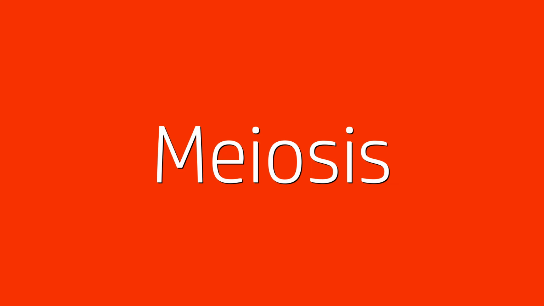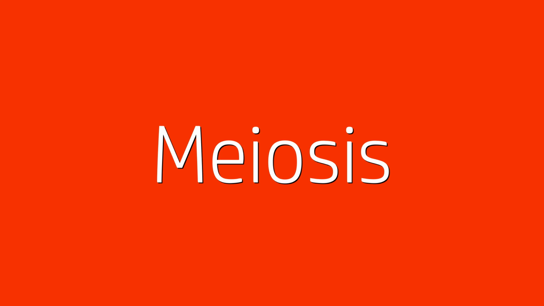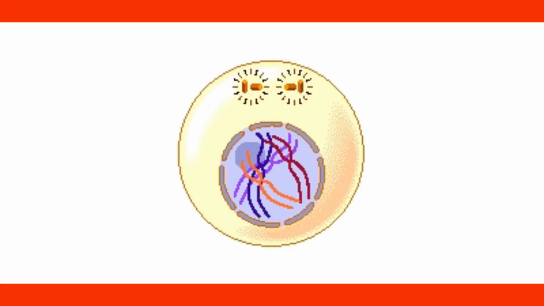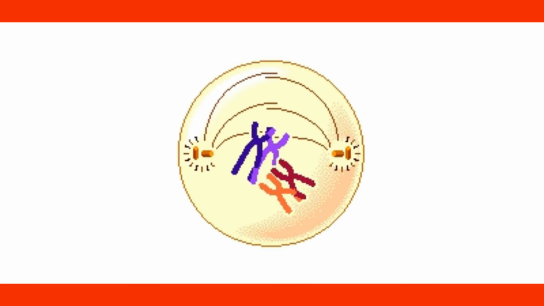Meiosis. The main difference that meiosis has with mitosis is that in meiosis, PMAT repeats itself, so there are two prophases, two metaphases, etc. Meiosis starts with prophase 1, where chromosomes match with their homologous pairs, which is their identical pair, in a process called crossing over. The chromosomes share genetic information in this part.